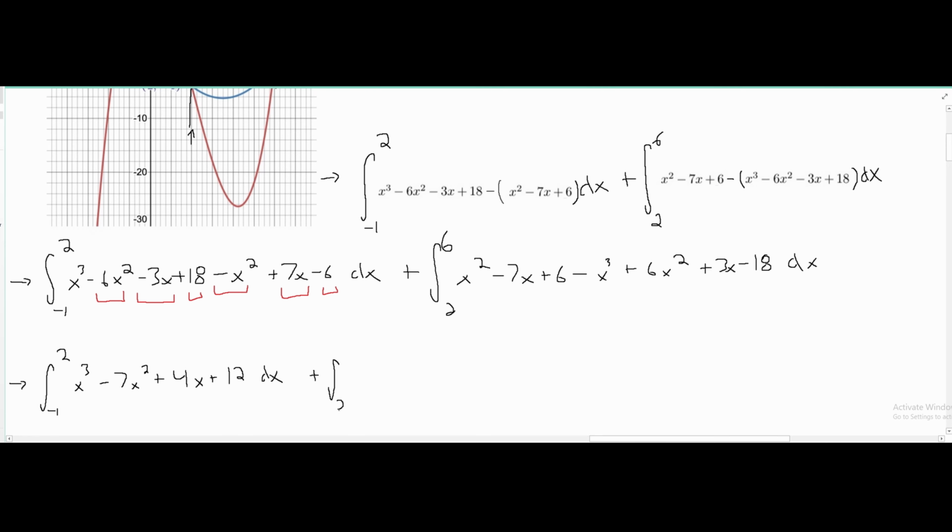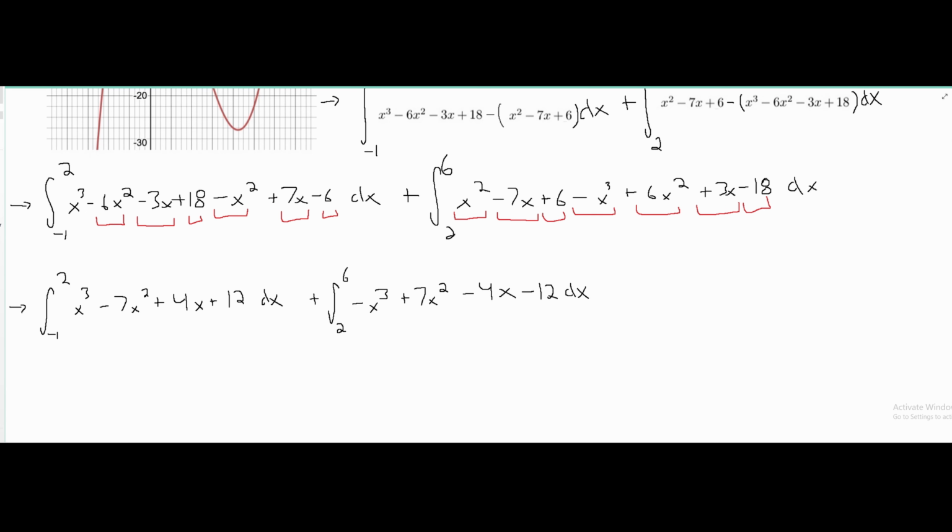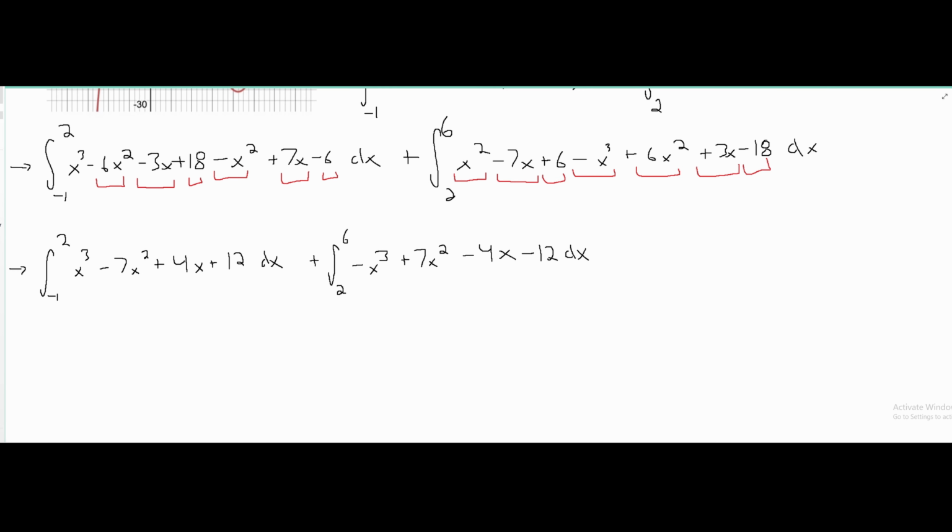Now we have to add our next part, which is going from 2 to 6. We have a negative x cubed, only one of them, so we're going to have it out here like this. And then after this, we are going to start looking at our x squareds. We have 1x squared here and 1x squared here, so we are going to add these together, and this is going to give us a positive 7x squared. After adding our x squareds, we can look at our x's, and then we are just going to get a negative 4x here. Lastly, we are going to add our constants. We have this plus 6 and a negative 18, so adding them together, we are going to get a negative 12 dx. Now we can take the integral of both of these and then do math to add them together.